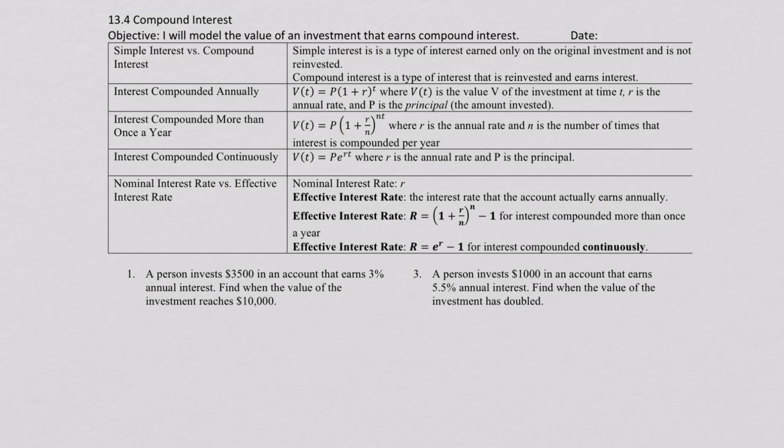Simple interest, according to the definition here, is a type of interest earned only on the original investment and is not reinvested. What that means is this, simply, let's pick an example. Let's say you invest $1,000 in an account that earns simple interest. At the end of that year, you earned $50. Okay, and you keep your account open.